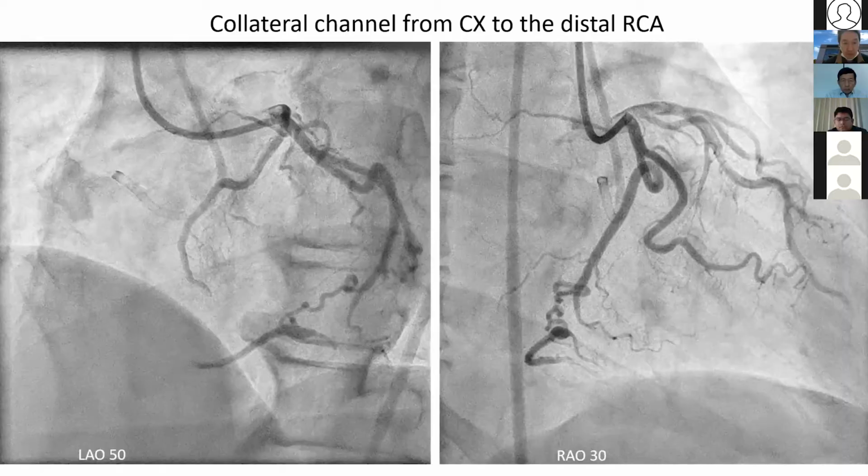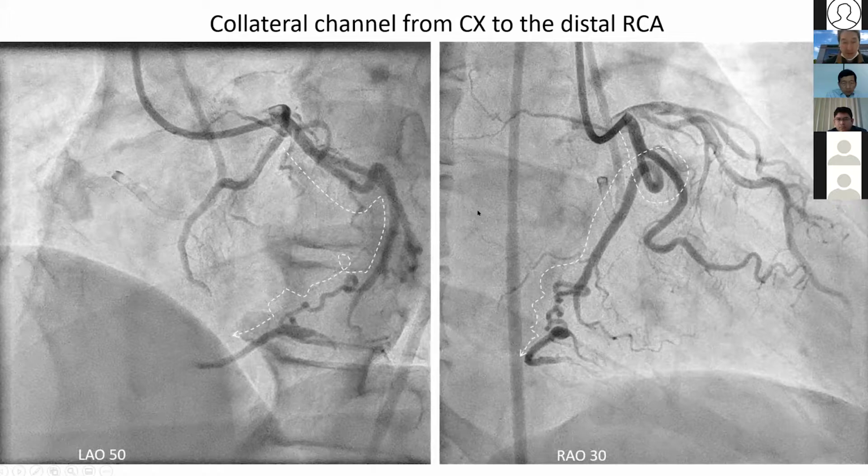So the problem with the retrograde approach is that it is very tortuous, and there's a loop in the channel. The channel size looks about more than 1.5 millimeter, so it is a crossable channel, but the problem is the tortuosity. Also, when you check the aerial view, it's very, very tortuous, and there's a loop at the distal part.